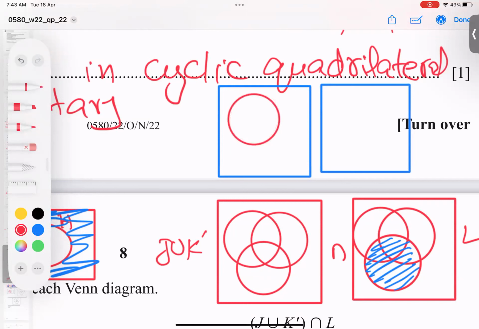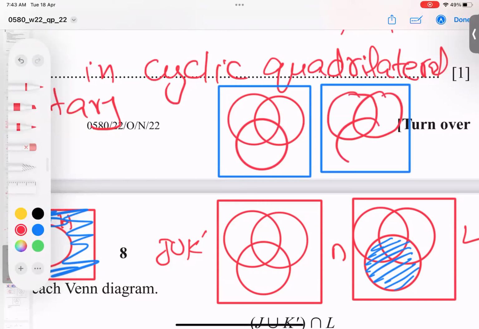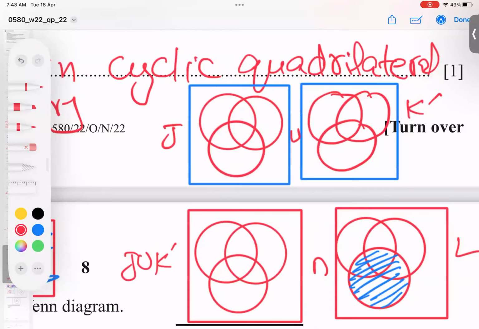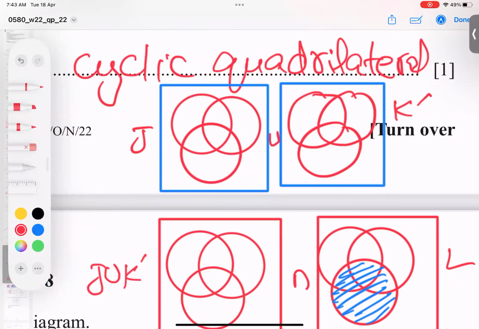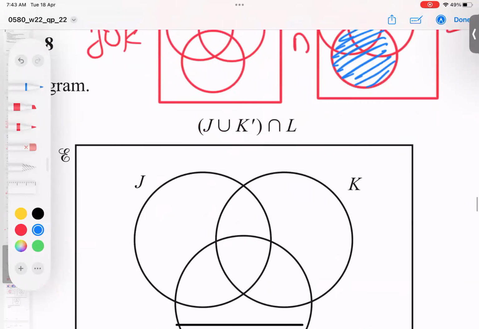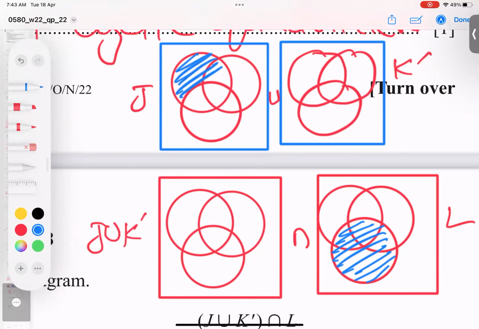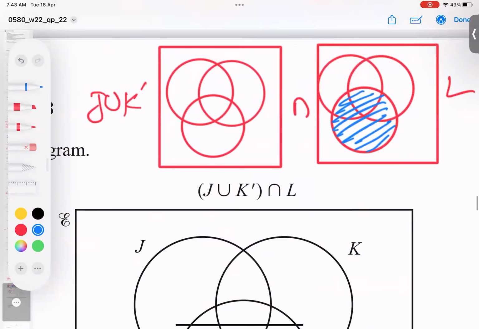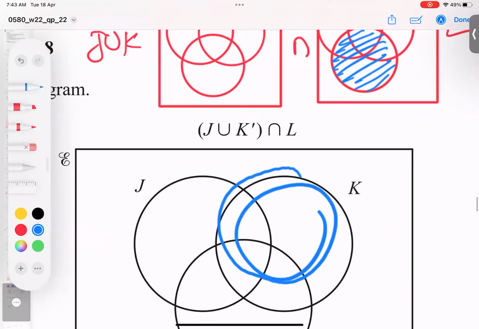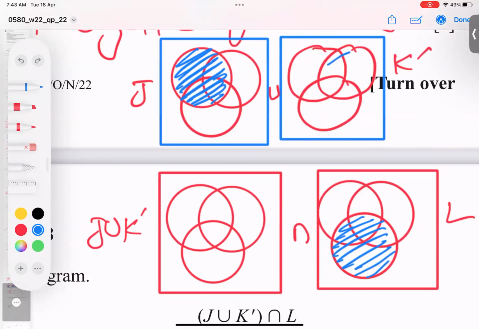One circle, second circle, third circle. It will not take too much time. Here I'm writing J, here I'm writing K complement, and this union I write in the middle. So what is J, students? J is this big circle, so I shade J. And where is the K complement? Except this circle, shade everything.